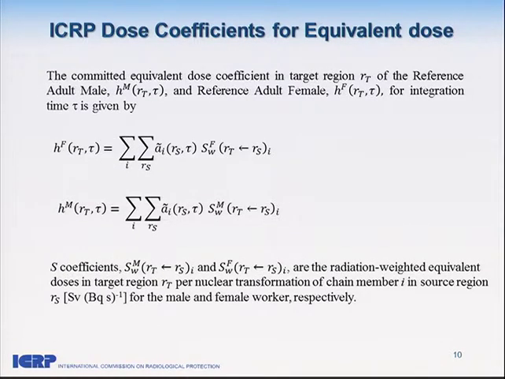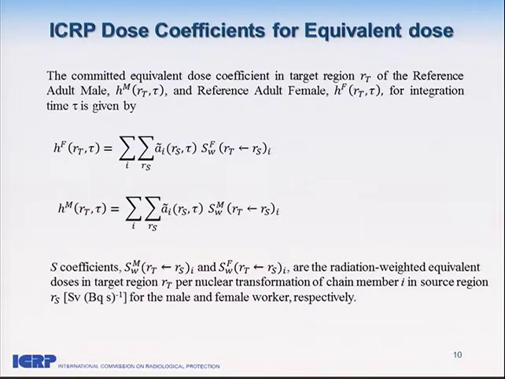Okay, so now for equivalent dose, you simply sum over all the different radionuclides, all the source regions where those radionuclides reside in the body, and then you calculate organ equivalent doses for the reference female and the reference male using what is called an S coefficient, and that is coming from radiation transport calculations in either the adult male phantom or the adult female phantom.